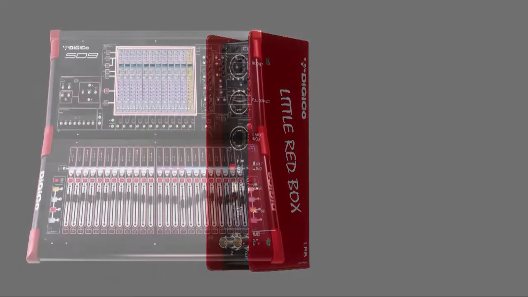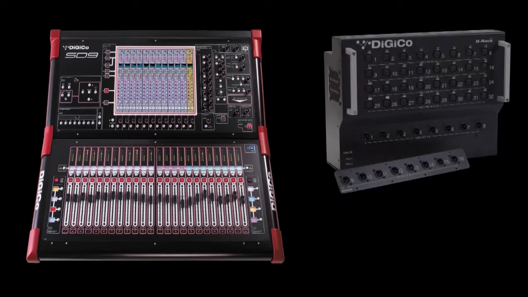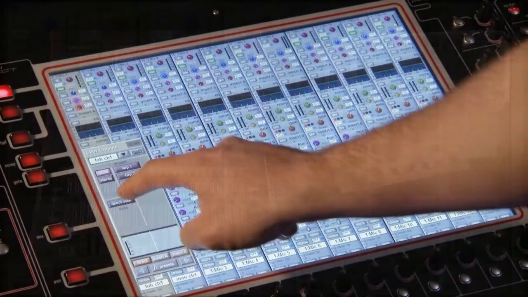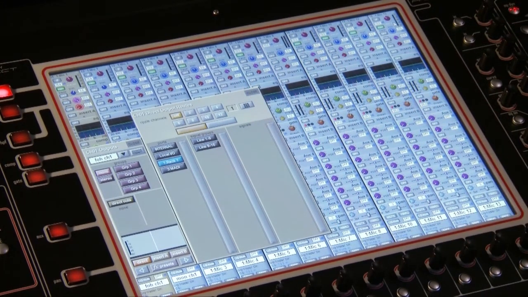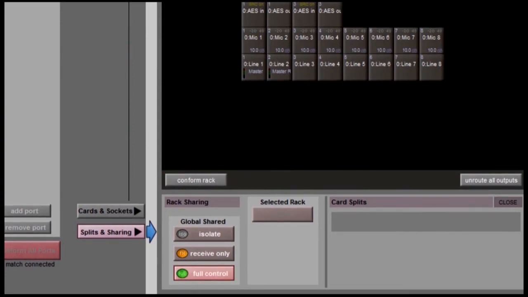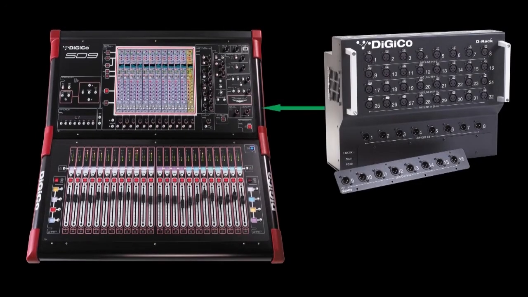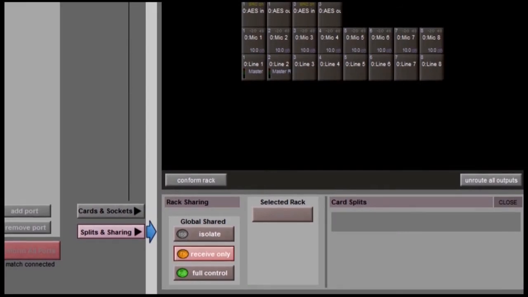At this stage, it's probably useful to understand a little bit of the terminology used in rack sharing. You'll hear these phrases used whenever we talk about rack sharing. If a console is in control of a rack, so that it is in control of gains, phantom power settings, and able to route audio to the outputs on the rack, that console is in full connect or full control. However, if a console is sharing a rack and only able to accept inputs from the rack and unable to control the rack or output audio from the rack, it is referred to as being in receive only.